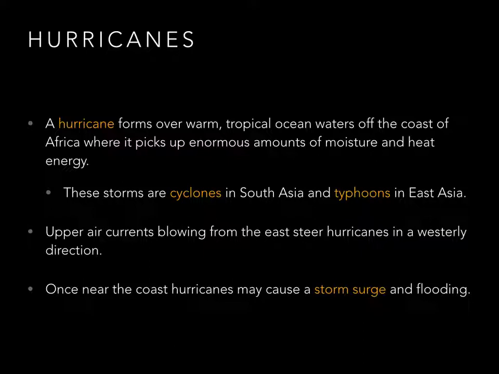These types of storms are called cyclones in South Asia and typhoons in East Asia. Upper air currents that blow from the east steer these hurricanes from Africa towards the Gulf of Mexico region, towards Central America, Mexico, Florida, and sometimes up the east coast of the United States.